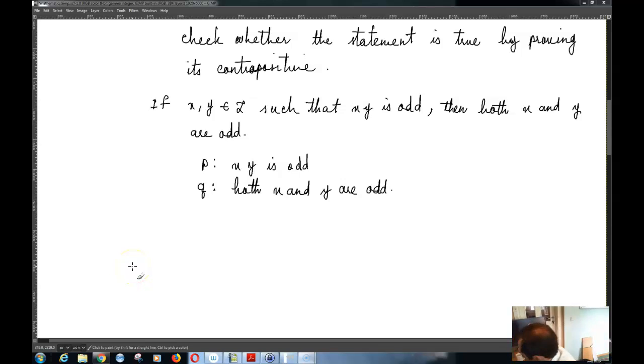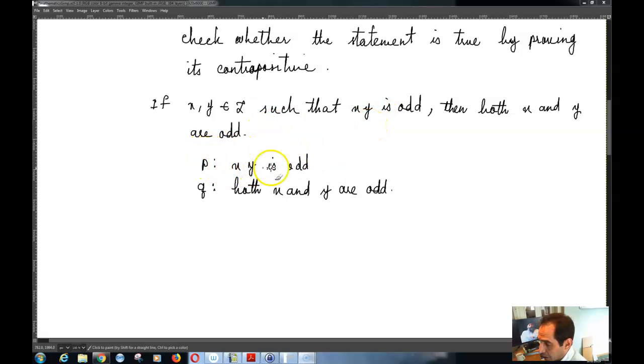Okay, so now the next thing that we have here is this exercise, which says that we want to check the following statement, whether the statement is true or false, by proving the contrapositive. The statement is: if x and y belong to the set of integers such that xy is odd, then both x and y are odd. We want to see whether that's true or false.